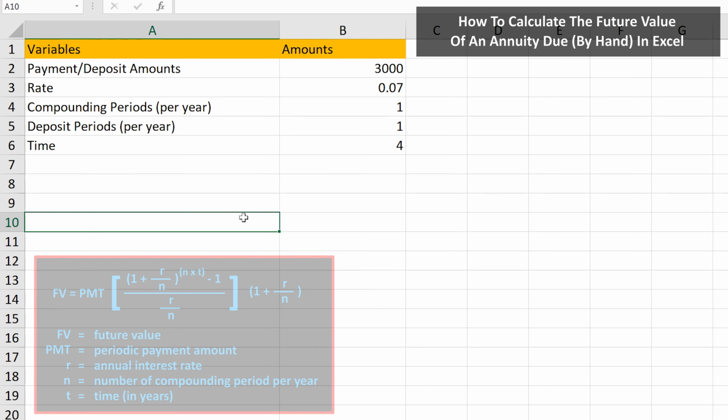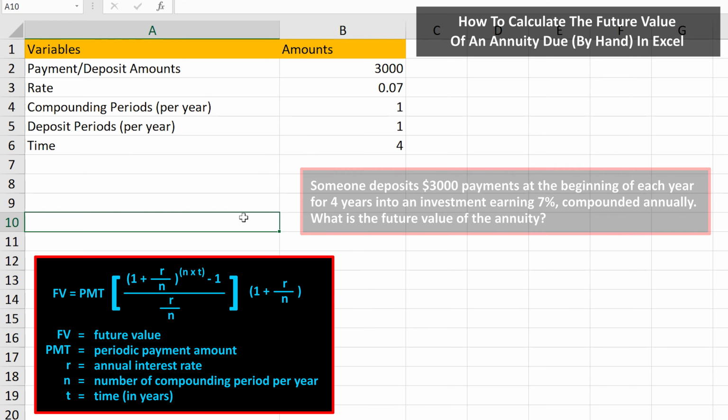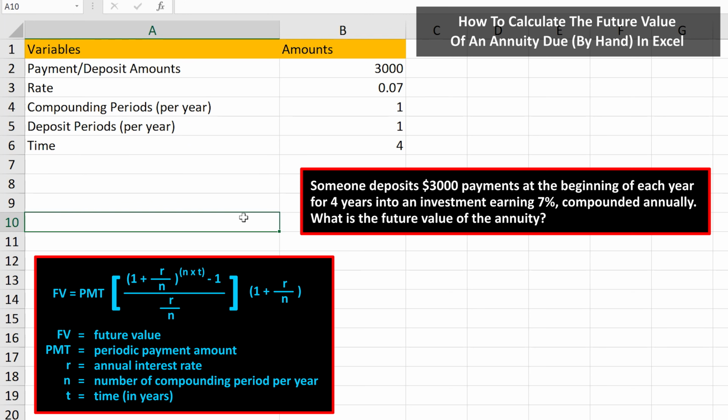Here is the formula to calculate the future value of an annuity due with all of the variables listed. We're going to go through how to input this formula into Excel. As an example, let's say that someone deposits $3,000 at the beginning of each year for 4 years into an investment earning 7% compounded yearly. What is the future value of the annuity?